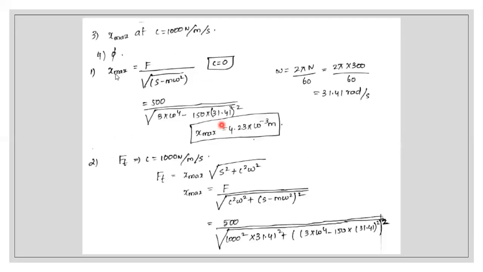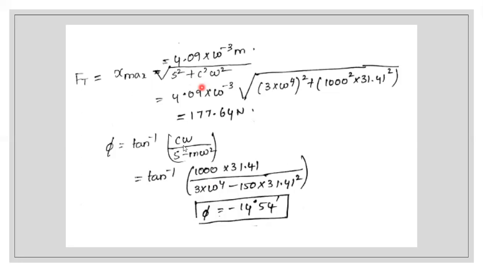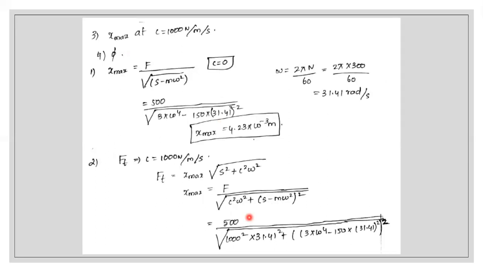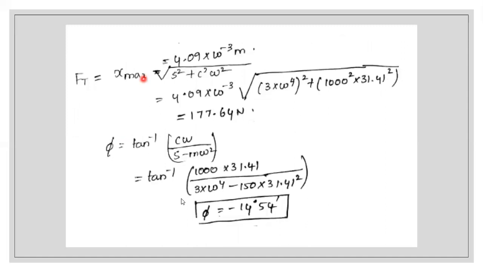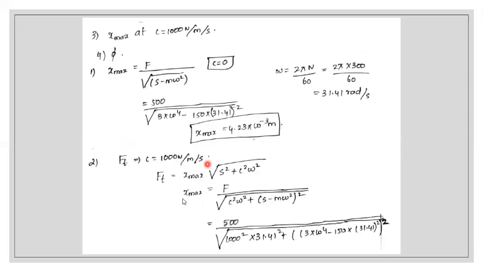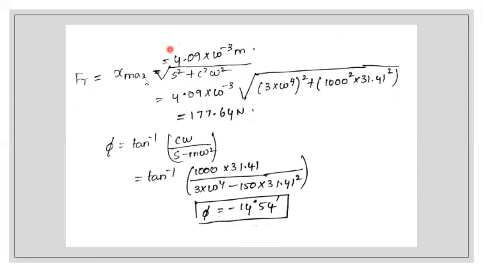And last but not least, they will be asking us to calculate the phase angle, right? So the phase angle will be tan inverse of, this is the formula. Just substitute all the values, C value, omega value, S value, and you'll get an answer of minus 14 degrees 54 minutes. So we have calculated the amplitude of forced vibration X max also, which we then substituted for the force transmitted at 1000 Newton. So we have calculated X max as well as the force transmitted. I hope this problem is very much clear. So we'll be moving to the next problem.